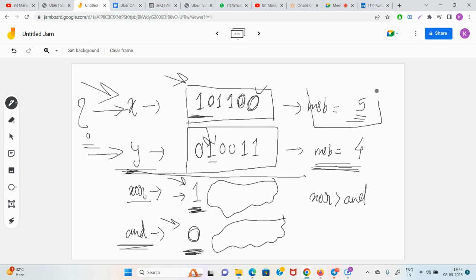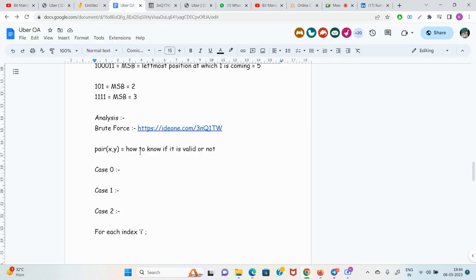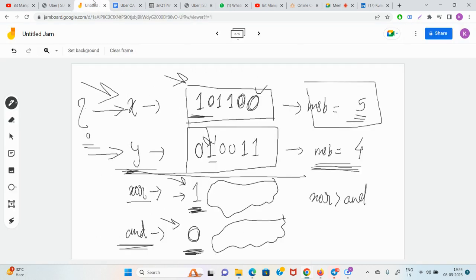So guys, if your current MSB is something and the guy you are trying to pair up with has a greater MSB than yours, so let's make case number 1. Case number 1: if MSB of X is greater than MSB of Y, it means X comma Y is a valid pair. Okay, guys, that's the easy observation.